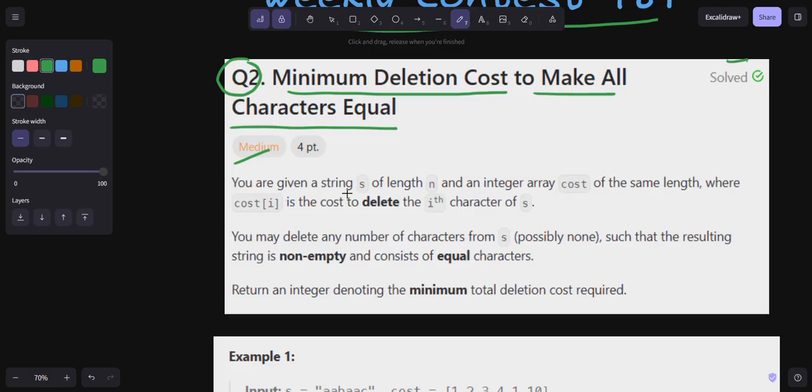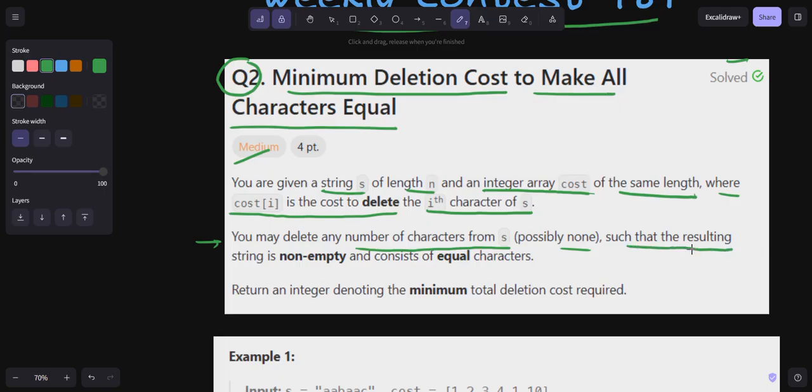So here in this problem you are given a string s of length n and an integer array cost of the same length, where cost of i is the cost to delete the ith character of s. You may delete any number of characters from s, possibly none, such that the resulting string is non-empty and consists of equal characters, right? So all the characters should be same. We have to return an integer denoting the minimum total deletion cost required. Minimum, right?